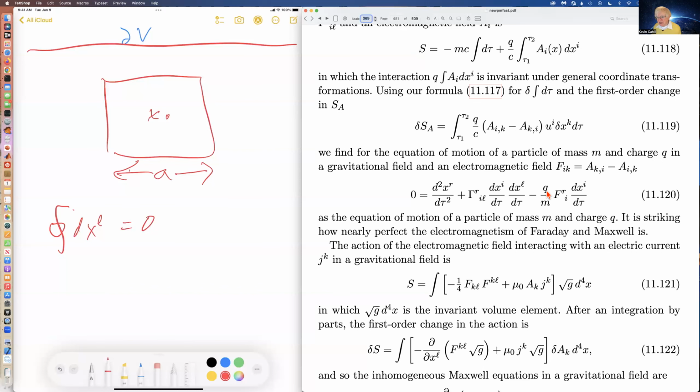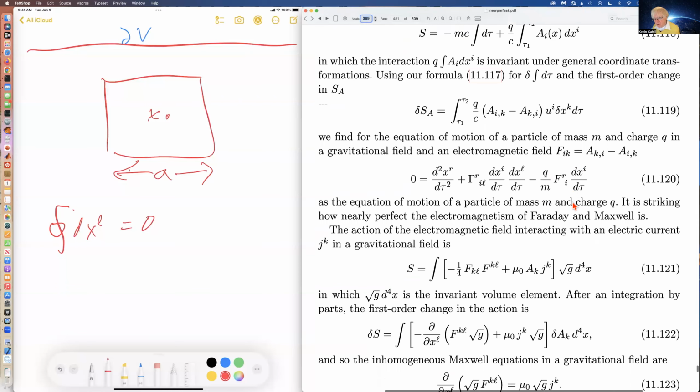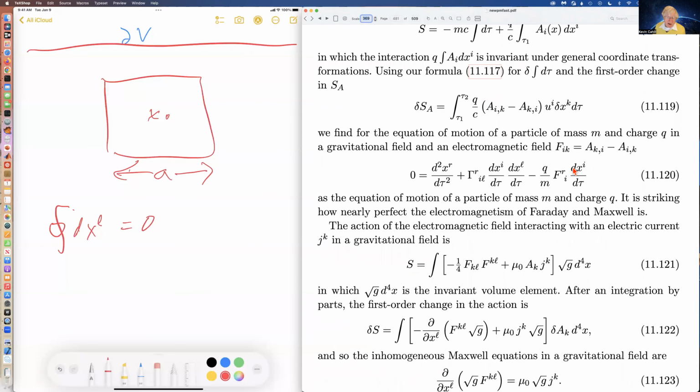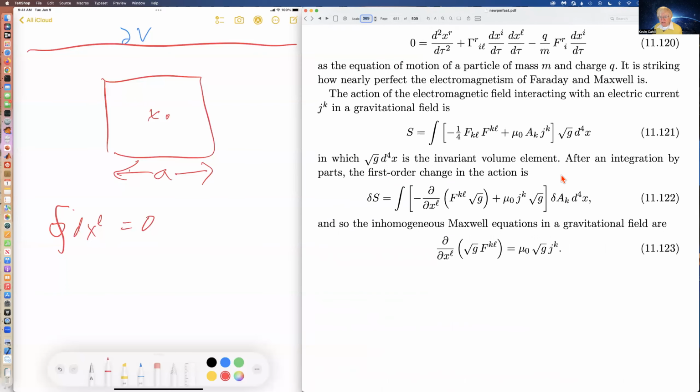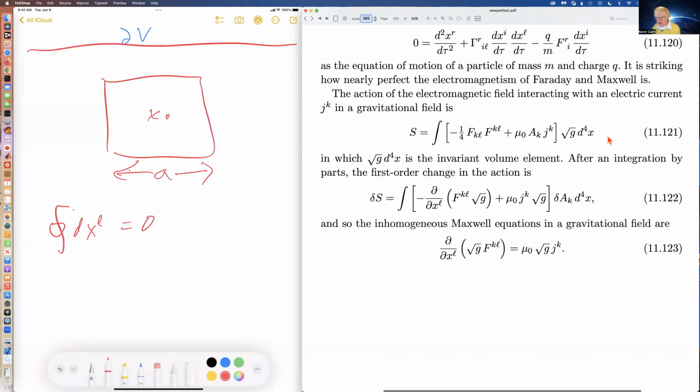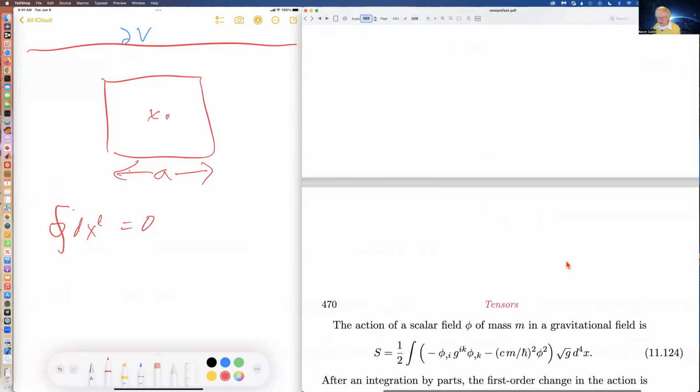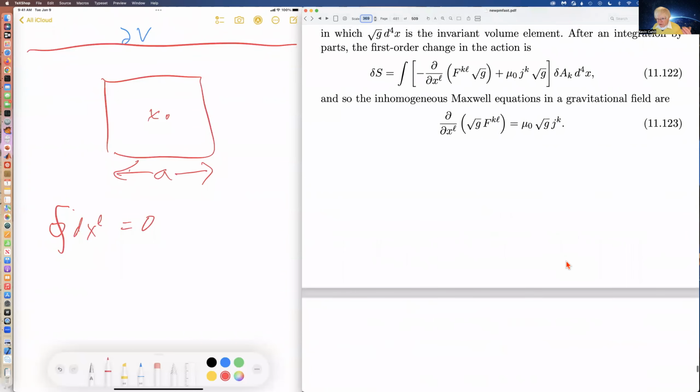So the mass enters only, it simply measures the sluggishness of the response of the charge to the electromagnetic field. And once again, if you write the action for a current in an electromagnetic field, this is the electromagnetic field action, this is the interaction, this is the invariant volume element. You then get, from the principle of least action, Maxwell's equations in generally covariant form.